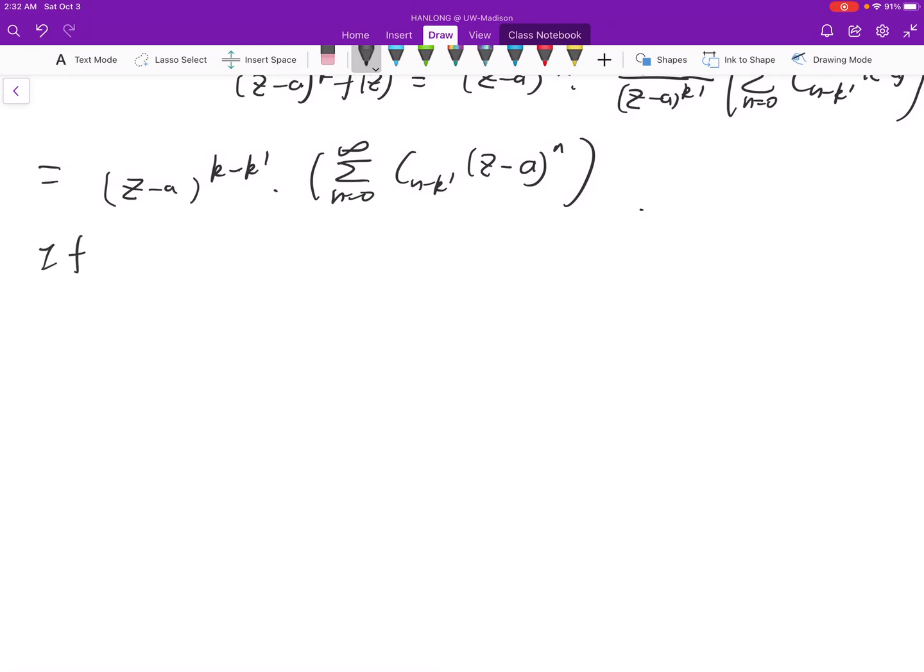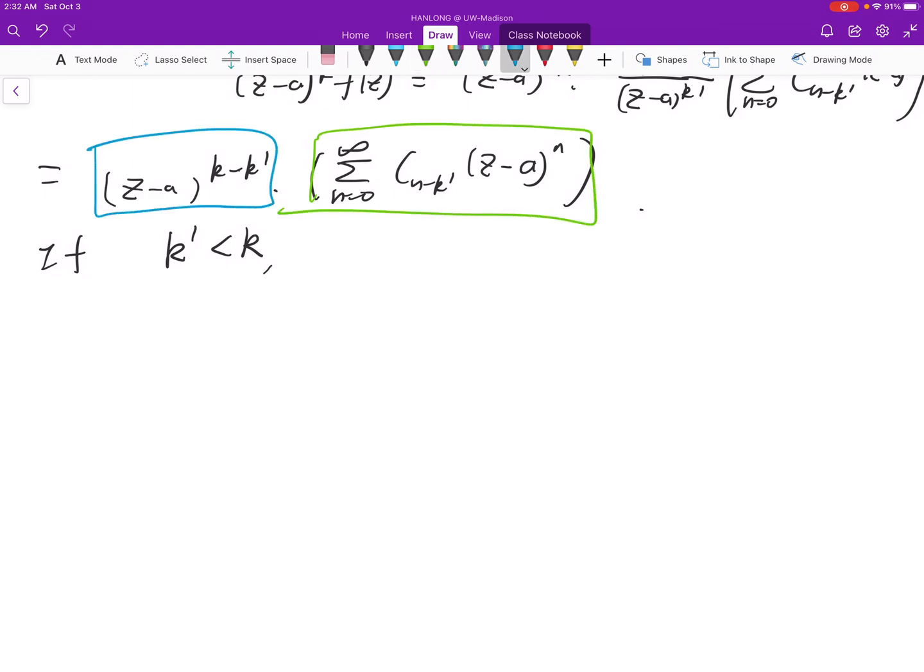Okay, then if k prime less than k, then, so let's call this green part, this blue part. Green part is bounded. Blue part goes to 0.